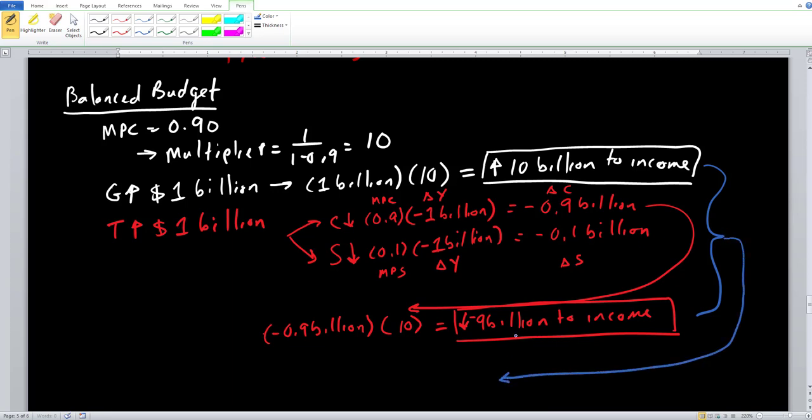So when we add these two together, the end result to our income, a positive $10 billion minus $9 billion, what is the end result? We notice that the total is going to increase $1 billion to our income, to equilibrium or aggregate income. And this is exactly what the balanced budget multiplier is all about. We know that if these two are exactly the same, moving in the same direction, we immediately know what the end result is going to be. Our income is going to rise by that same amount.